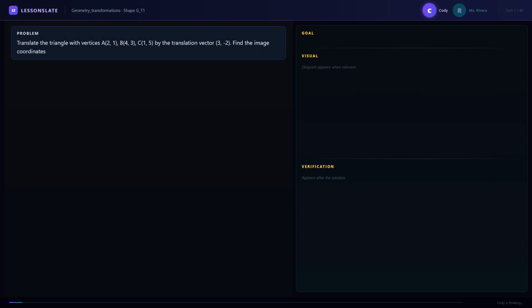Hey, Ms. Rivera, I'm really scratching my head on this one. I've been trying to figure out how to translate the triangle with vertices A at the point 2, 1, B at the point 4, 3, C at the point 1, 5 by the translation vector 3, -2 to find the image coordinates. Nothing is making sense right now, and I'm a bit stuck.